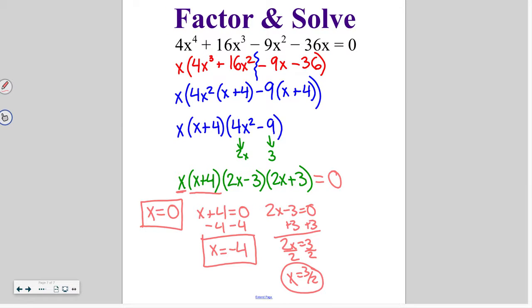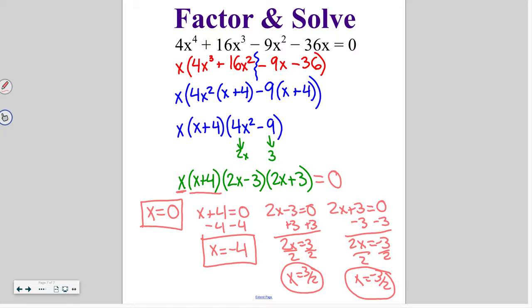And then I have my last piece, which is 2x plus 3 is equal to 0. Subtracting 3 from both sides, and then dividing by 2, we end up with an answer of x is equal to negative 3 halves. So I end up with 4 different answers because I had 4 different factor pieces.